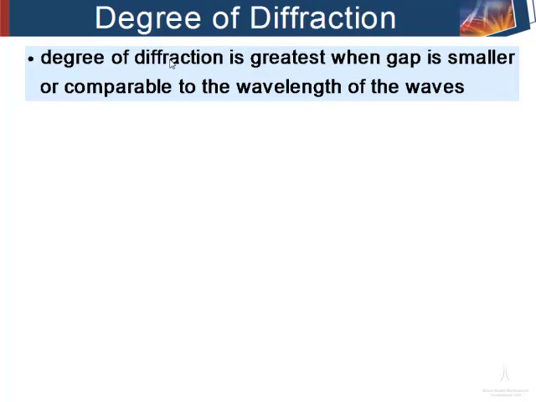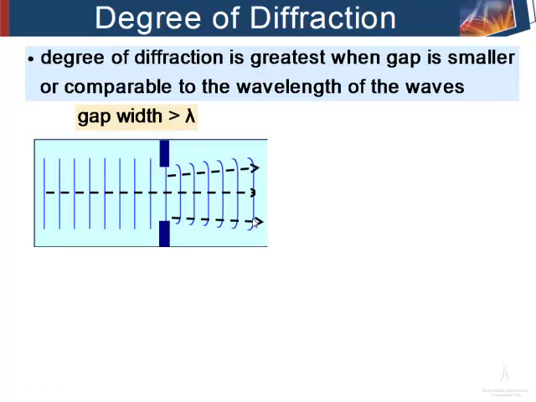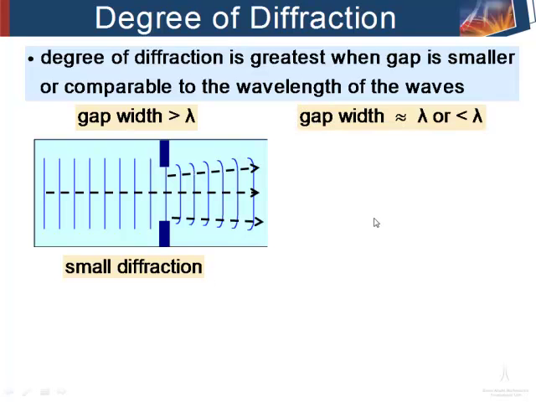There are various degrees of diffraction. In fact, the degree of diffraction is greatest when the gap is smaller or comparable to the wavelength of the waves. We'll explain this using diagrams, starting with this situation where the gap is larger than the wavelength of the waves. Here we have some diffraction, but it's really a small degree of diffraction. What happens when the gap width is approximately the same as the wavelength or even less than the wavelength of those particular waves?